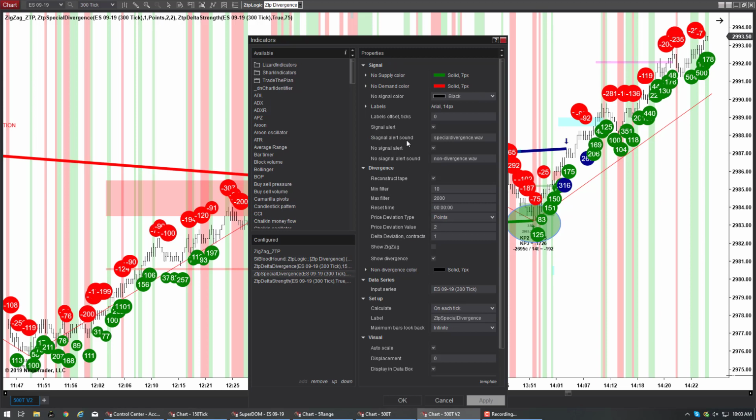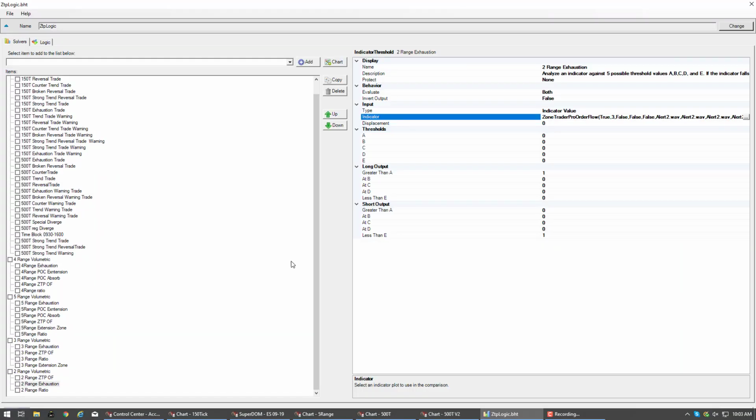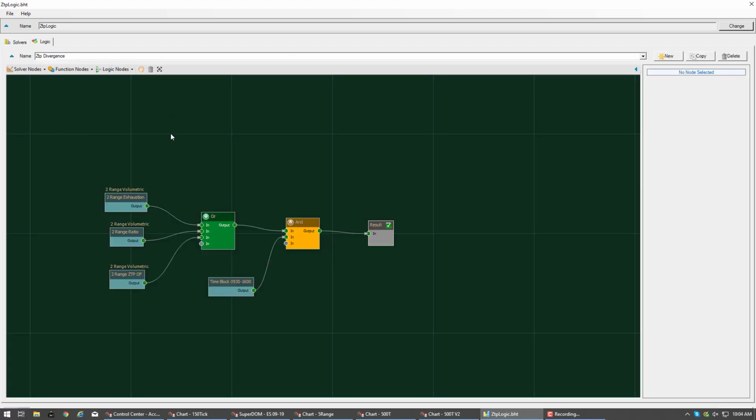For special divergence, make sure that reconstruct tape and a minimum filter of 10, a smaller price deviation value of 2, and a deviation contracts of 1. What I've done is I have gone and created a 3 range and a 2 range volumetric set of options down here, and this is new to the logic, and the logic itself is pretty simple.